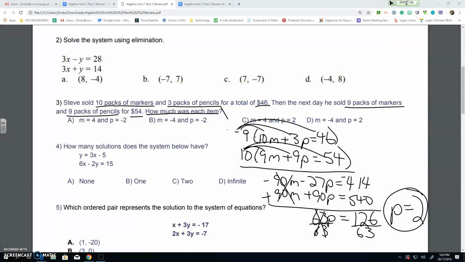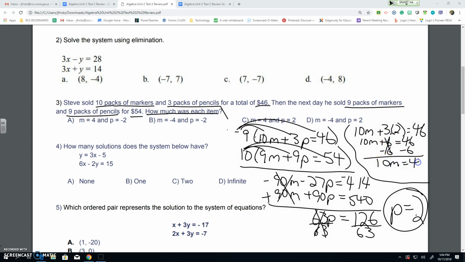Alright, so once I figure out that p is equal to 2, I can actually go back and substitute in and solve for the rest of it. So when I substitute in a 2 for p, I'll do the top one here. I'm going to take the original, which in this case was 10m plus 3p. Now I'm going to go ahead and change that p to a 2. And that's equal to 46. So 3 times 2, that's going to give me 6. So I can say 10m plus 6 equals 46. And then I want to subtract 6 from both sides, solve it like a 2-step equation. And I get 10m is equal to 40. Divide both sides by 10. And I find out here that m is going to be equal to 4.